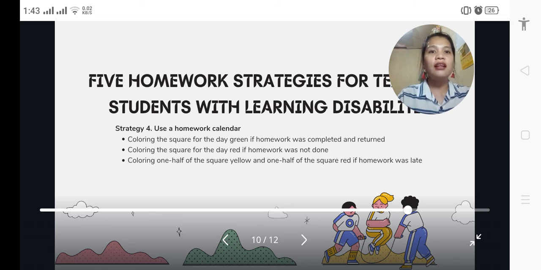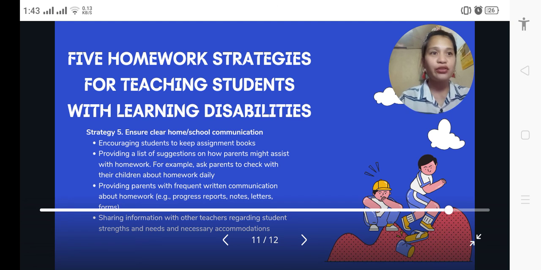Another one, coloring one half of the square yellow and one half of the square red if the homework is late, so that you can count how many assignments have been submitted late, and then you can adjust for the next assignment so that it will not be submitted late. And down to the last strategy, number 5, ensure clear homework for school communication. So, parent and teacher meeting and parent involvement.